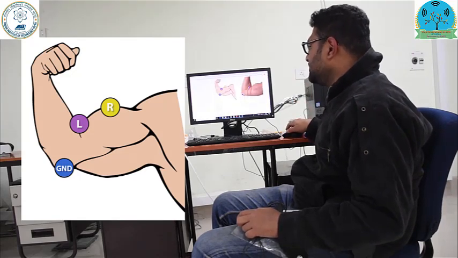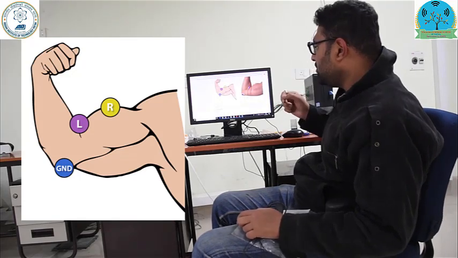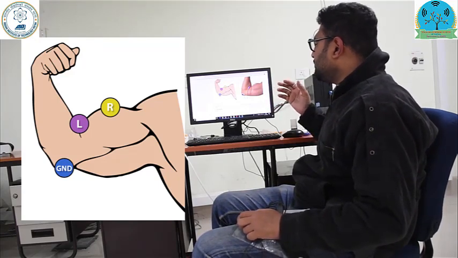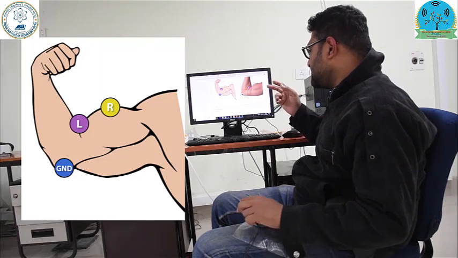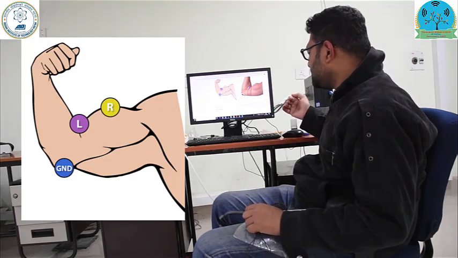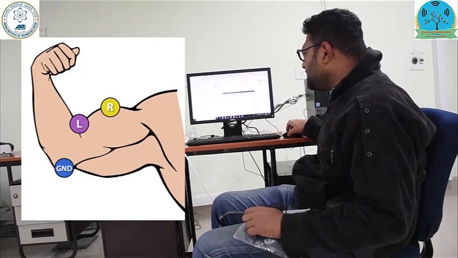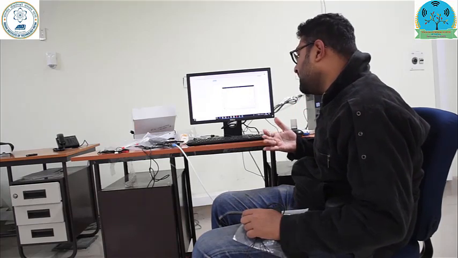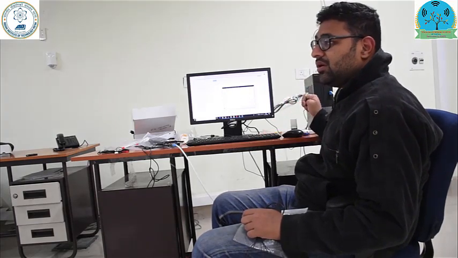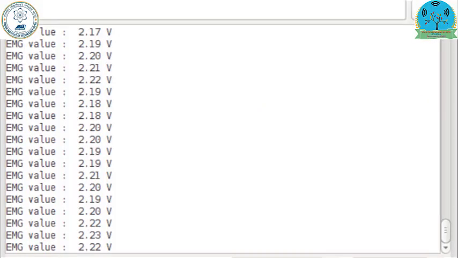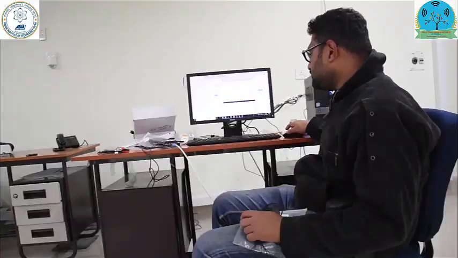So you can see how this can be applied on the arms, it can be applied on the legs. So this image clearly tells that the ground is to be put on the elbow, and we can put the other two sensors above the elbow and on the skin. So EMG plays a very important role for activity recognition purposes, and EMG values are displayed on the Android device. And we can see that the voltage values are coming up as 2.17 volt, 2.19 volt, like that.